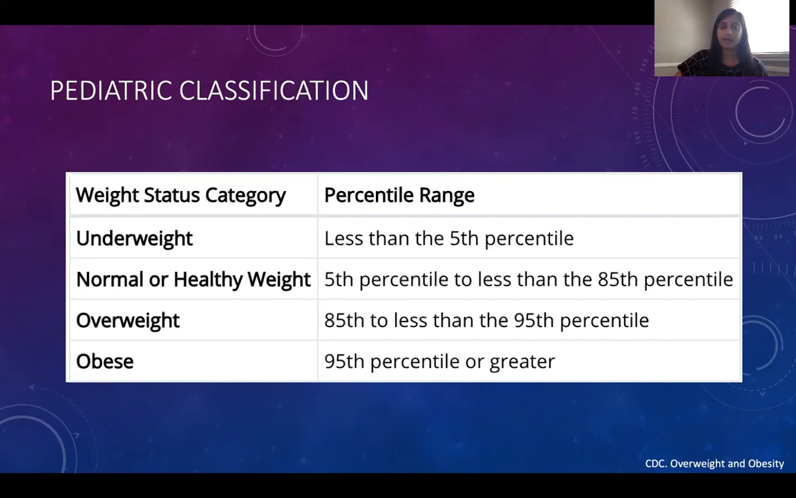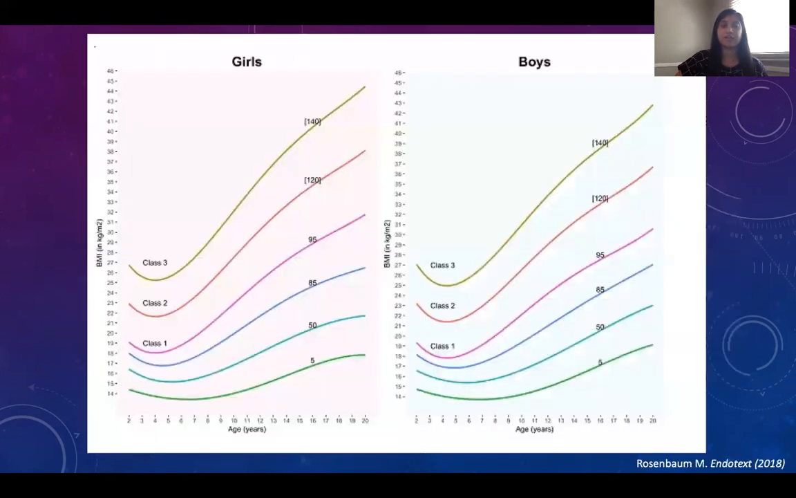But it doesn't quite stop there. We do have classes of obesity, and it's divided into class 1, 2, and 3. So you consider class 1 if you're in the 95th percentile, and you consider class 2 once you hit the 120th percent of the 95th percentile. And then you're considered class 3 when you're in the 140th percent of the 95th percentile.